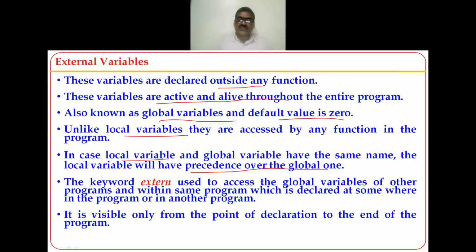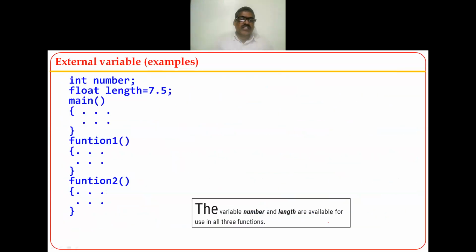So extern is the keyword used to access the global variables of other programs, and within the same program, which are declared somewhere in the program or in another program. It is visible only from the point of declaration to the end of the program. So this is an example here. You are declaring a variable int number, float length equal to 7.5, then main, function 1, function 2. So the variables number and length are available for use in all three functions: main function, function 1 and function 2. You can access these variables. So number and length become global variables.